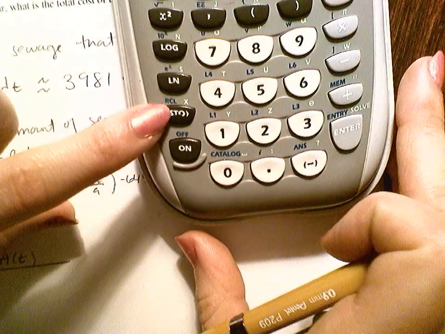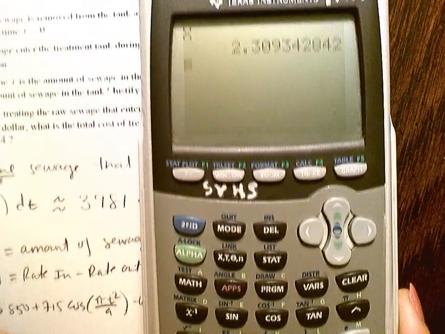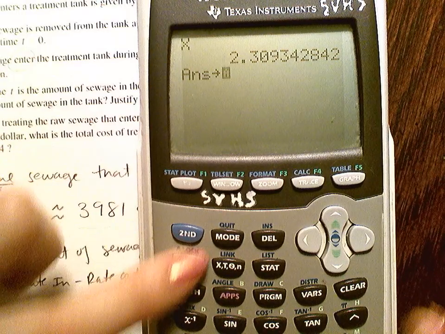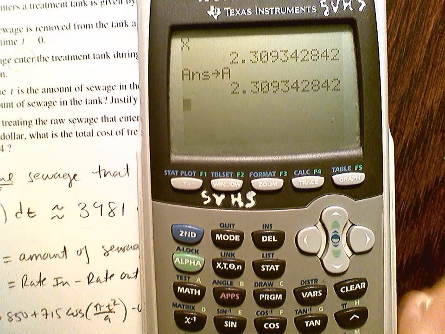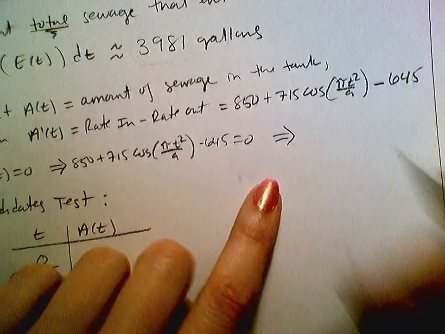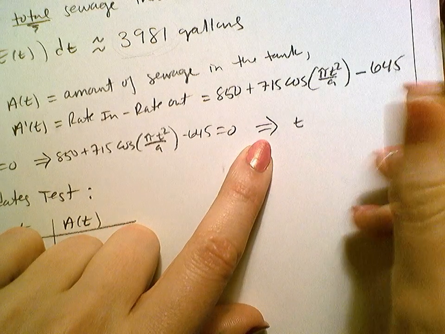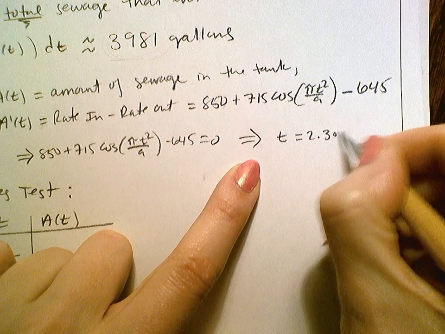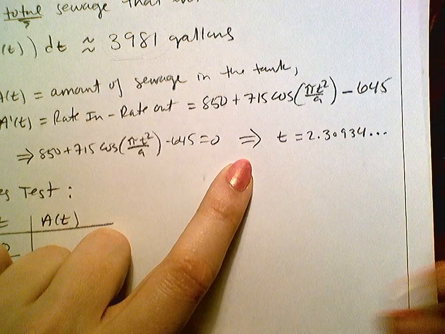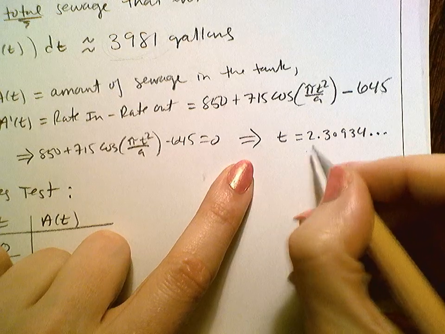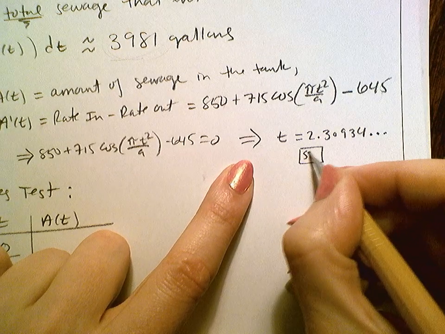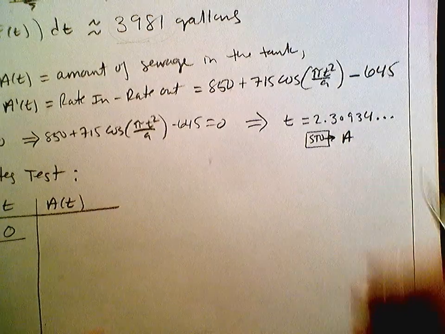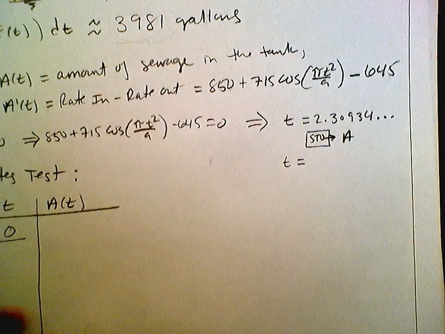So I'm going to store that for later. So I'm going to hit store, and I'll store it as A. So here's one value. Then T equals 2.30934... and then I'll store this as A, all right? And then we're going to have another value in just a minute.